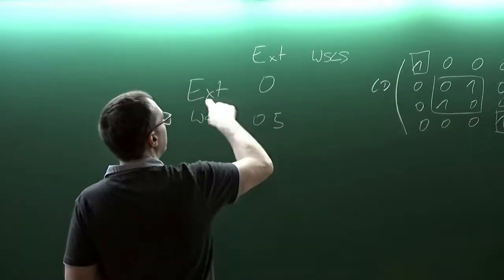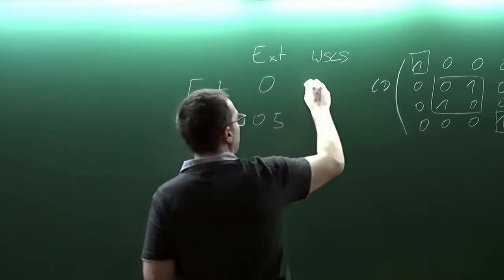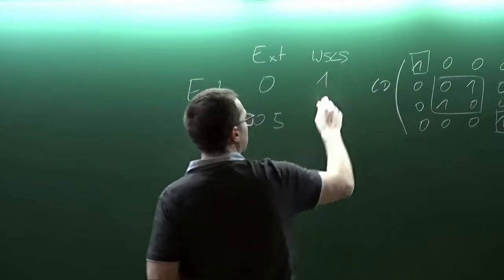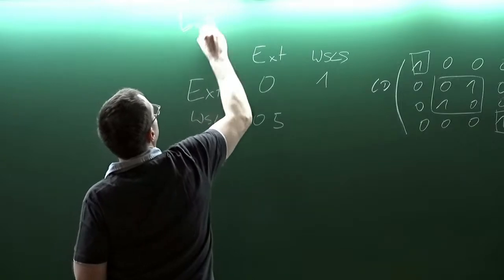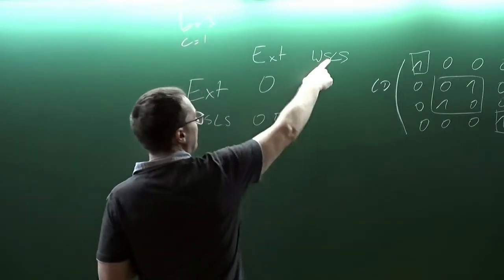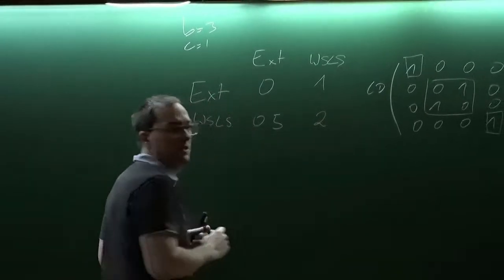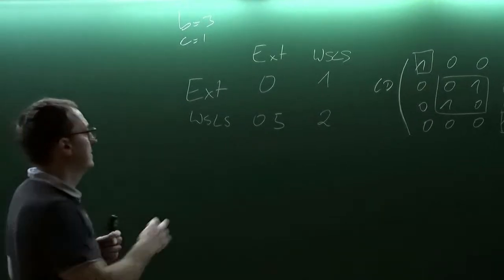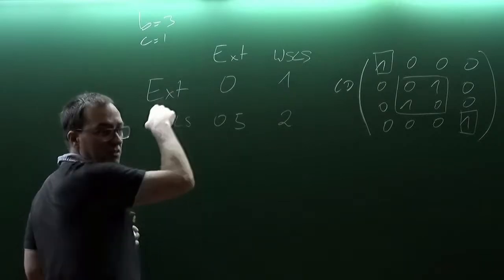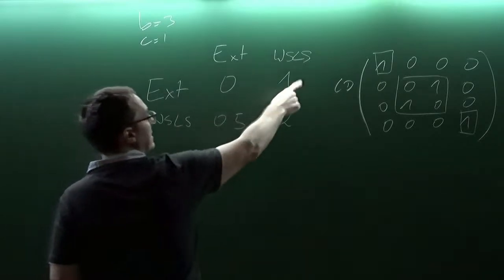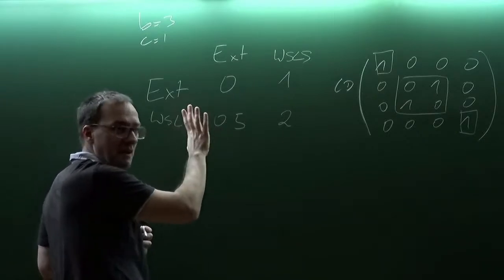Now, we know that extortion against win-stay lose-shift gets something larger than 0.5. So, for example, it could be that extortion against win-stay lose-shift gets a payoff of 1. And if, for example, B equals 3 and C equals 1, win-stay lose-shift against win-stay lose-shift would always cooperate, so they would get a payoff of 2. So what you see is that it is true that if win-stay lose-shift really is matched with extortion, the extortioner gets a higher payoff than win-stay lose-shift. That is a mathematical fact.